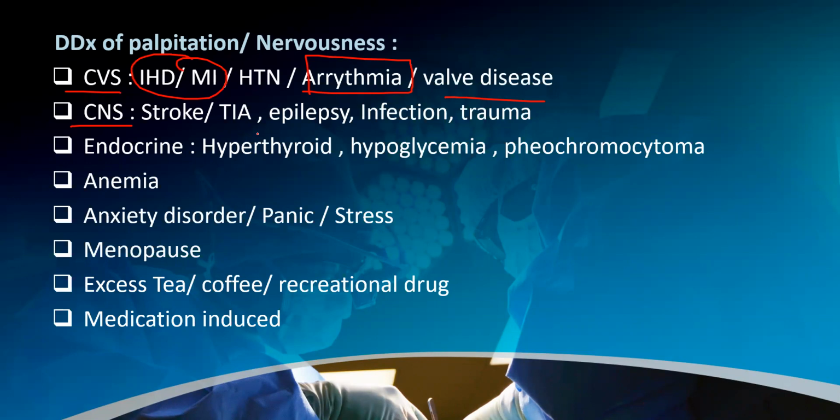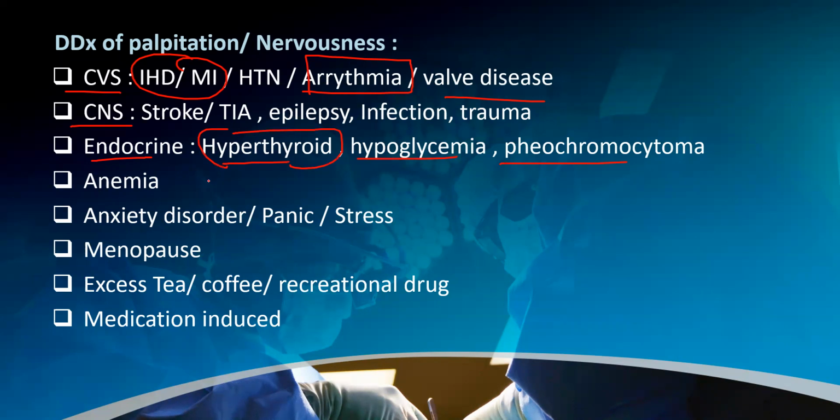Remember the CNS causes are always the same: trauma, tumor, infection, stroke, and epilepsy. It's always the same. Then go for endocrine. You can always add endocrine and electrolyte abnormalities. In endocrine, thyroid disorders, then hypoglycemia can cause palpitation, pheochromocytoma can cause palpitation, and very important is hyperthyroidism.